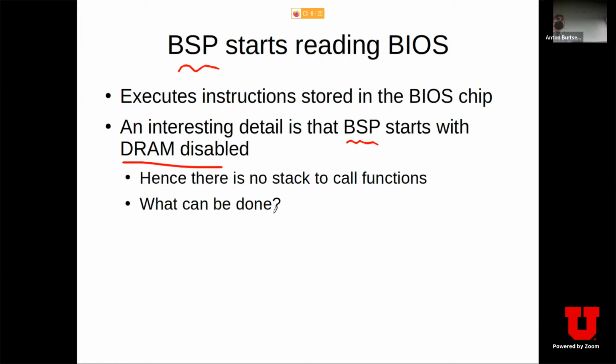So you don't have DRAM, you don't even have caches initialized yet, right? So you can't really call functions, because when you do a call, you have to push something, and there is no memory. There is no way to write something in memory. You can only read from this chip, right?